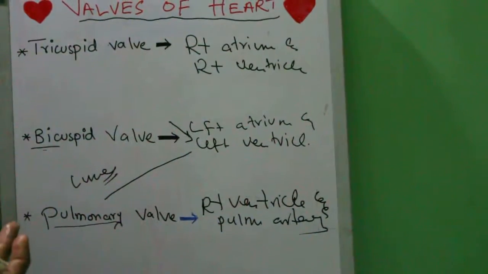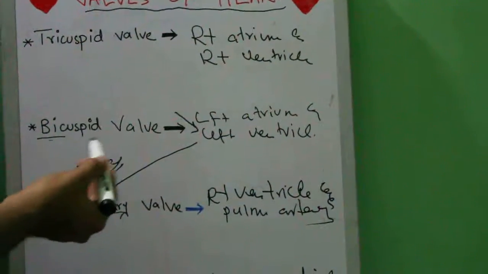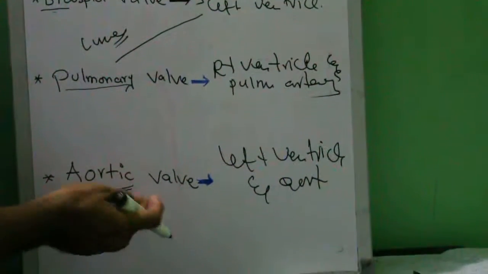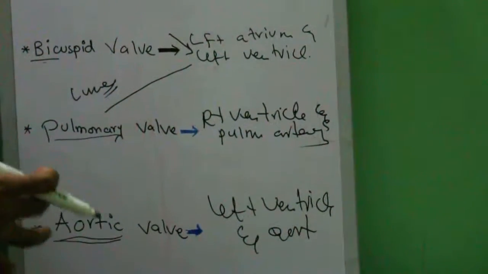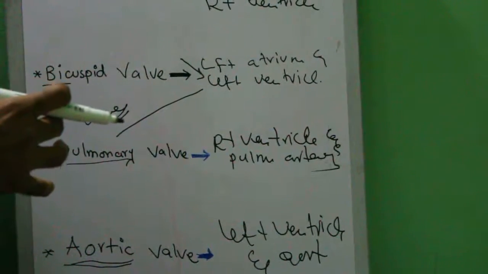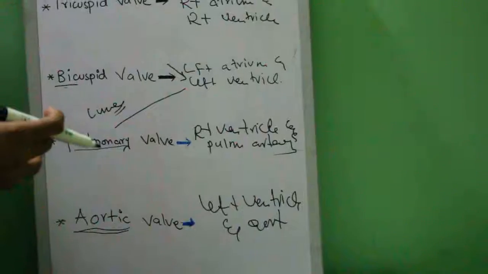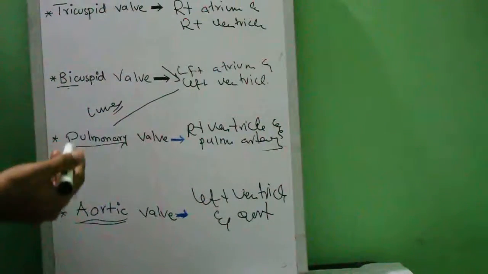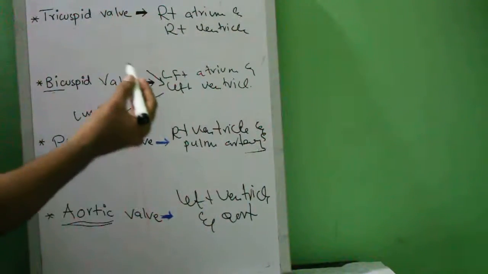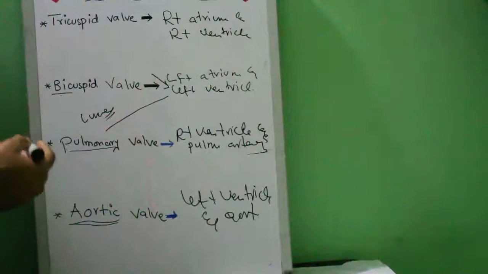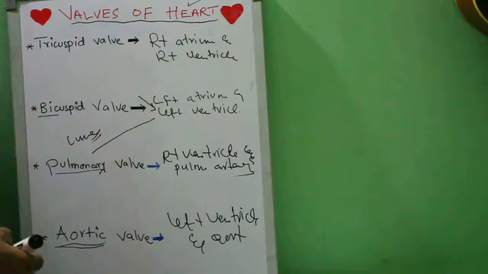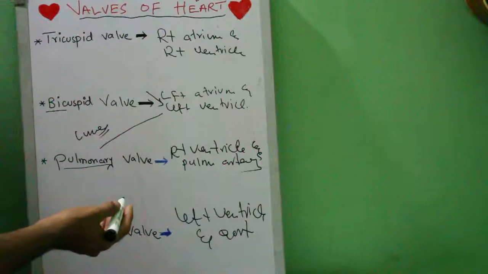There are 4 valves as I mentioned: tricuspid valve, bicuspid valve, pulmonary valve and aortic valve. The knowledge about these valves is very important in order to know about the cardiac diseases, ischemic heart diseases and the valvular diseases and so on. So this video was all about the valves of the heart. I hope this video helped to learn about the valves of the heart.